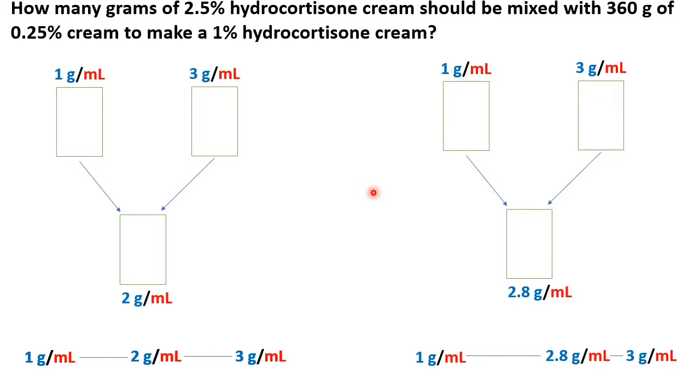but we can't calculate it easily. So in order to solve such problems, we use a method that is called the alligation alternate method. Let's see how we would use this method to solve this type of problem, and to solve our problem here of hydrocortisone cream. This method can be applied to liquids such as these, or solids or semi-solids, as in our example of hydrocortisone cream. So let's see how to solve it.